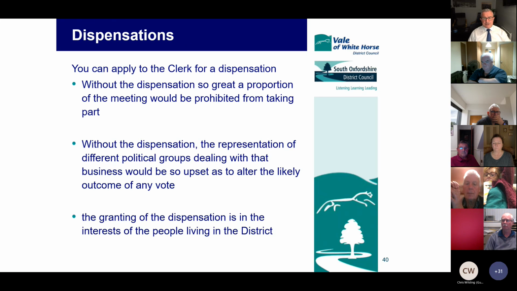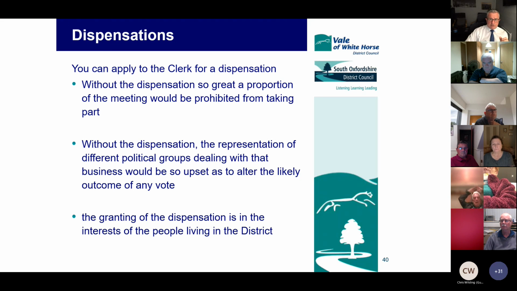Okay, so dispensations. I think there's been some confusion around this. I did have a colleague clerk contact me to say we'd always understood that it's the monitoring officer that granted dispensations. The legislation is quite clear. It's the proper officer of the authority, so it's for the clerk to grant dispensations. There are criteria which apply, and they're set out on the slide. Essentially, without the dispensation you couldn't actually deal with the business.